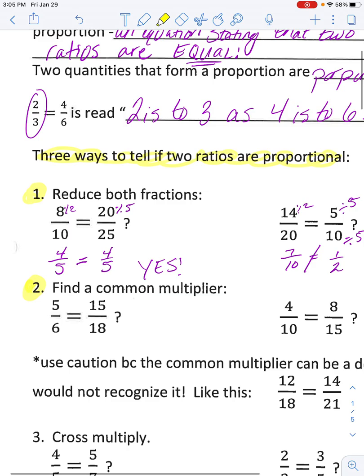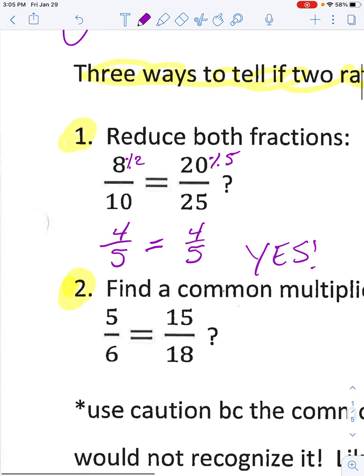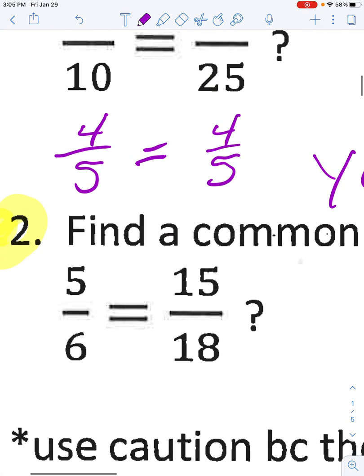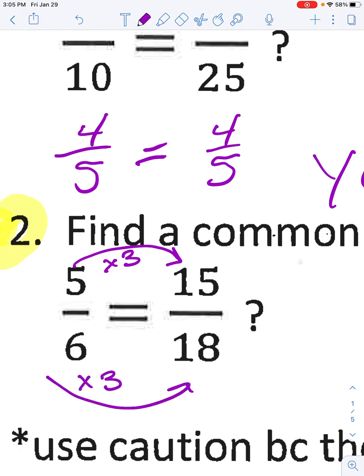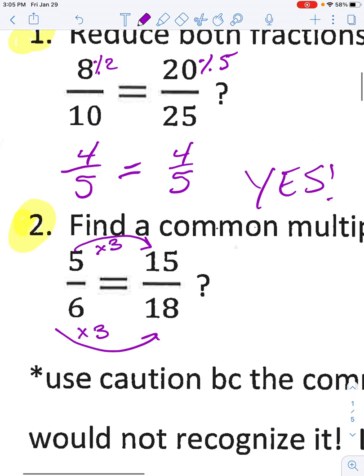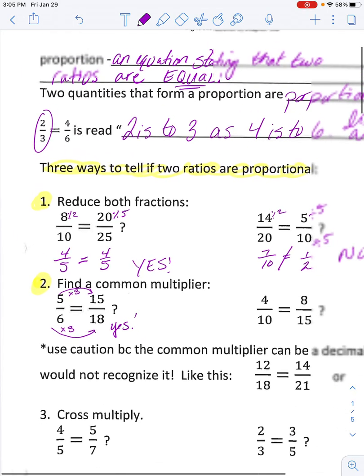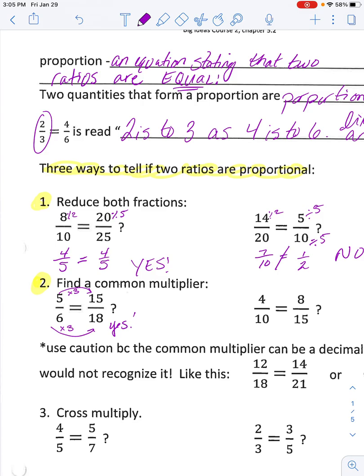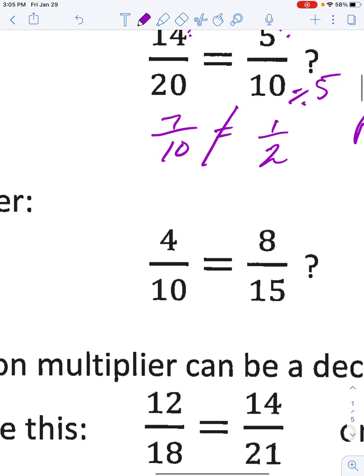Second way, find a common multiplier. Okay, a common multiplier. So you're asking yourself, how do I get from 5 to 15? You multiply by 3. If I multiply the bottom by the same number 3, does it make sense? 6 times 3 is 18. Yes, so those two are proportional. So we'd say, yes, they are in proportion. 5/6 is equivalent to 15/18.